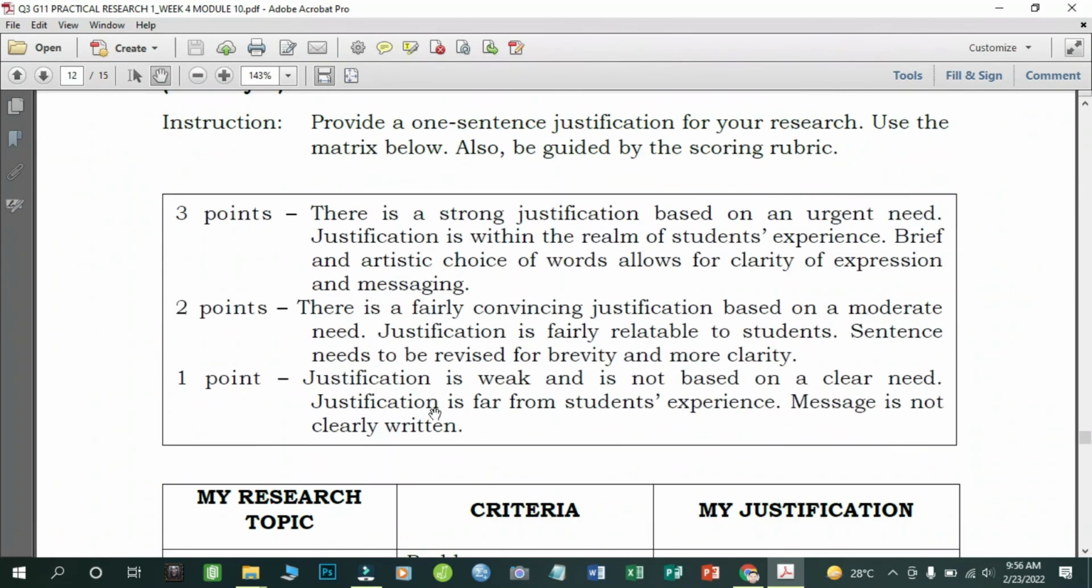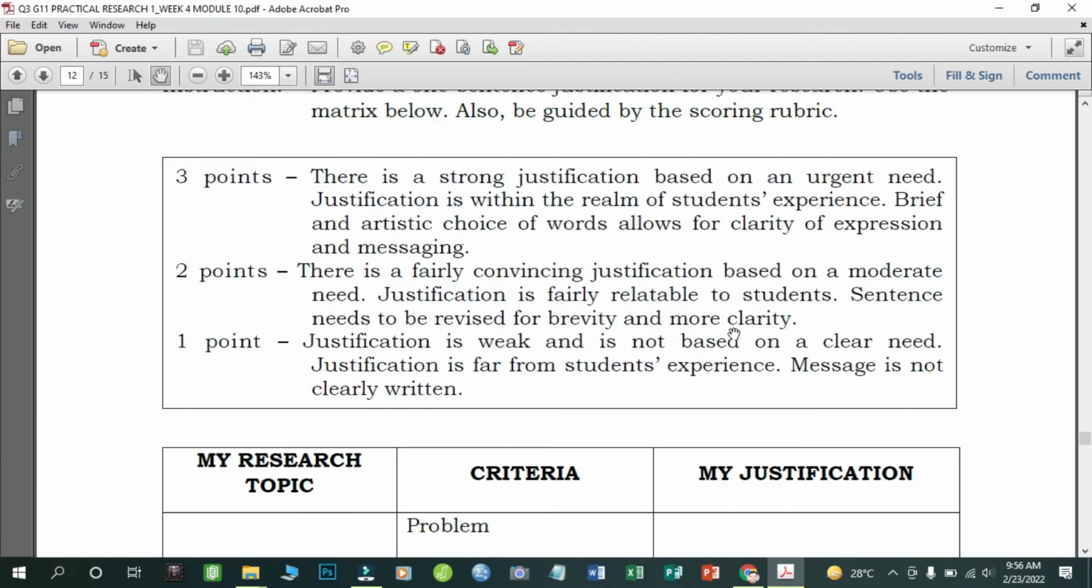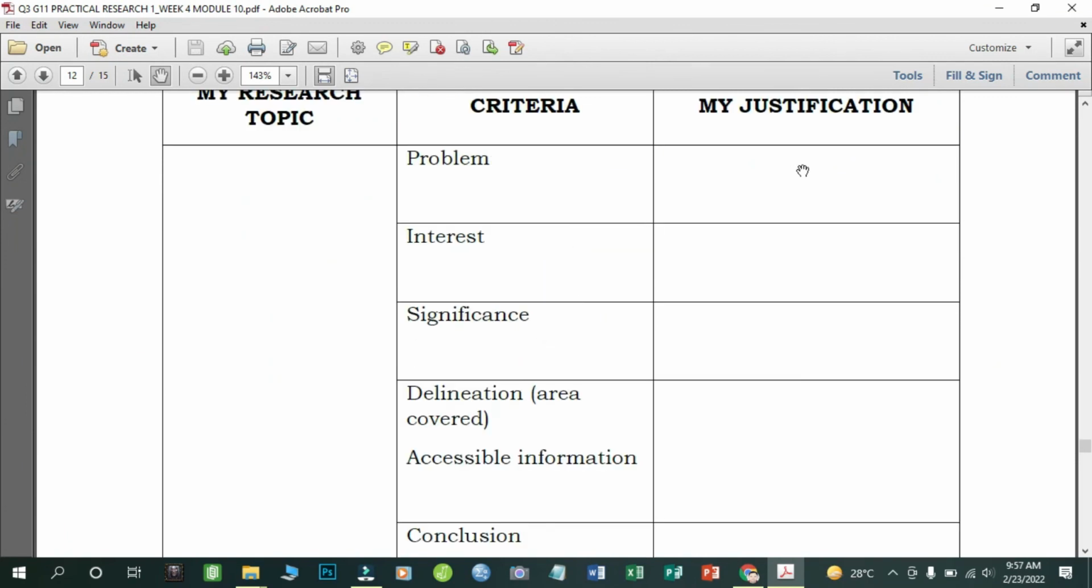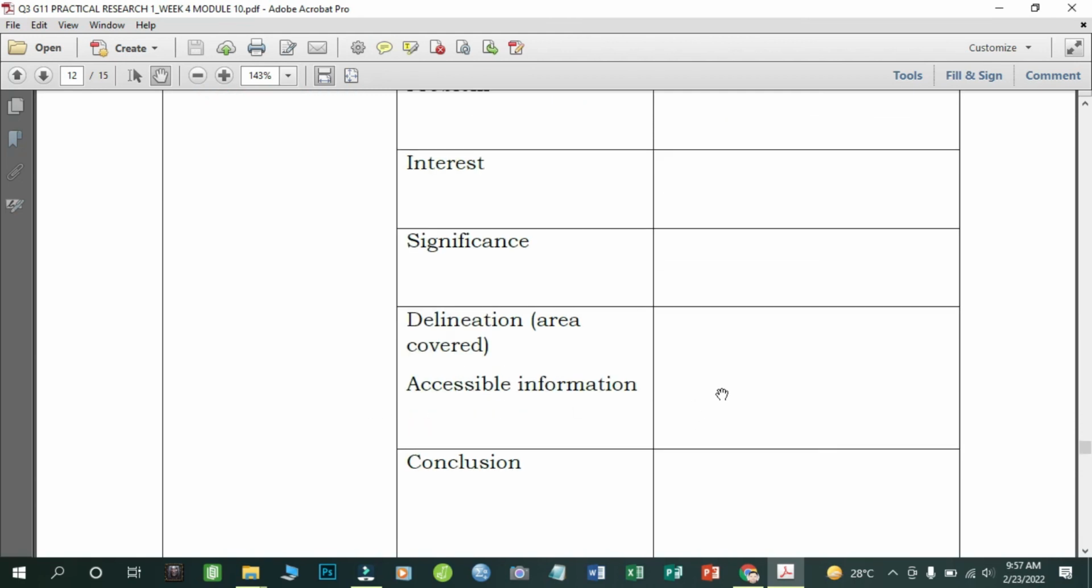Okay? So, you have 3 points: there's a strong justification based on urgent need; the justification is within the realm of students' experience; and brief and artistic choice of words allows for clarity of expression and message. Okay? So, the same criteria. Then, provide the justification. Why did you choose the topic? Okay, what is your interest in that? Delineation, the information that you can access, and your conclusion.